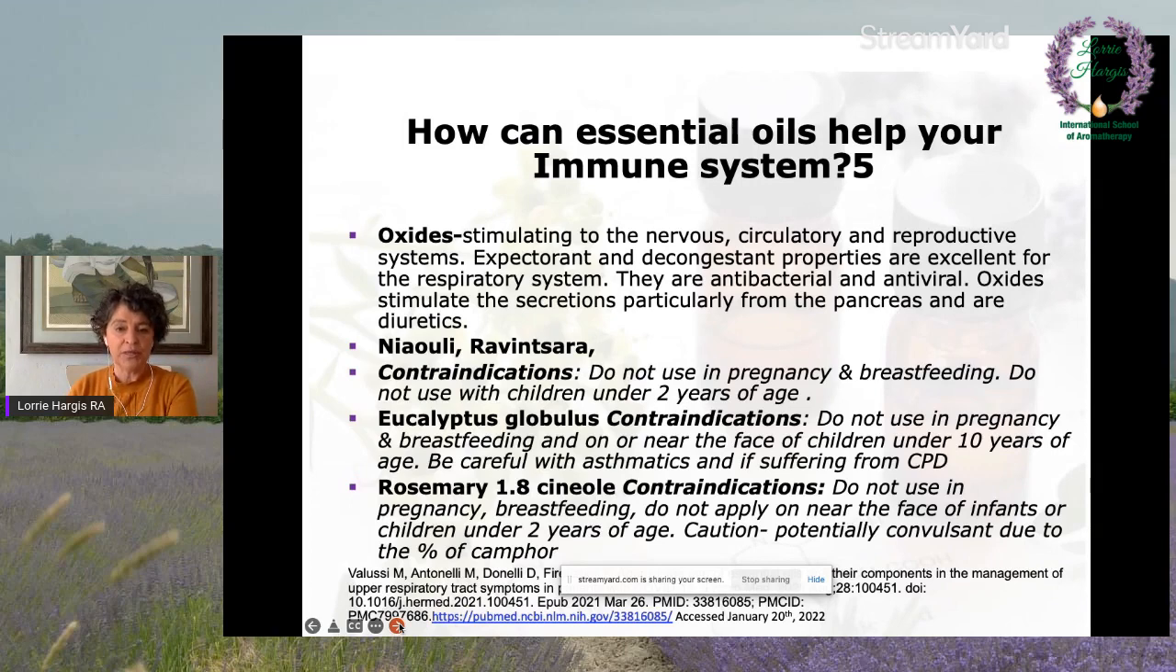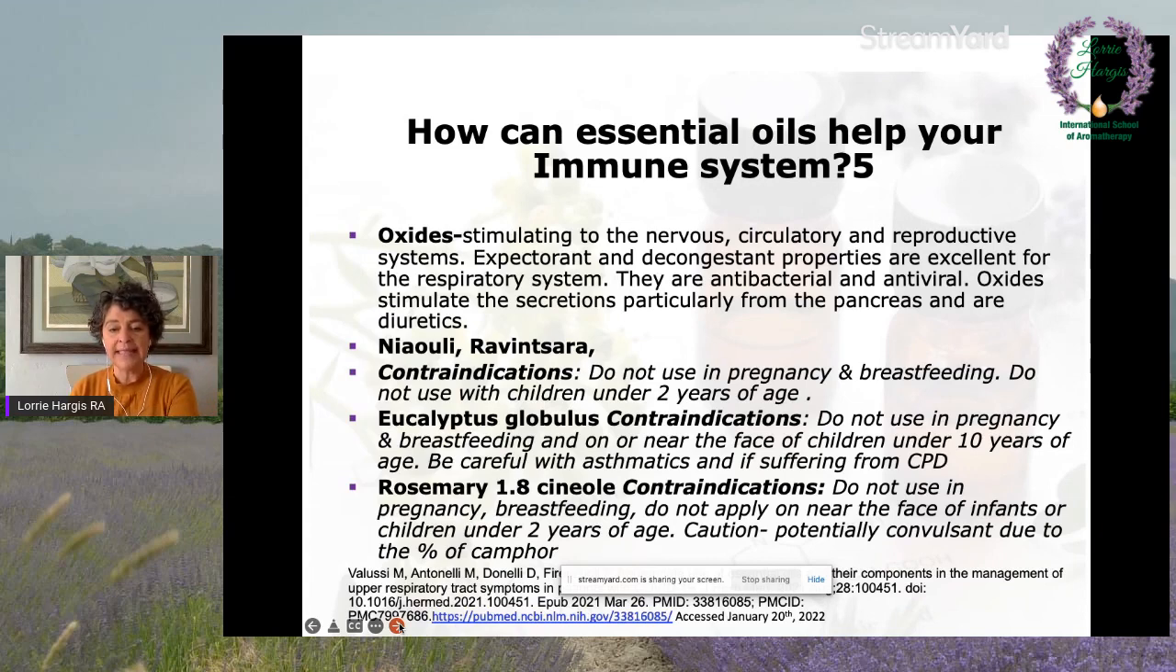Eucalyptus globulus. Do not use in pregnancy and breastfeeding, or on or near the face of children under 10 years of age. Be careful with asthmatics and if suffering from chronic pulmonary disease. These are excellent essential oils to be using. Just make sure that you're seeing the precautions here.